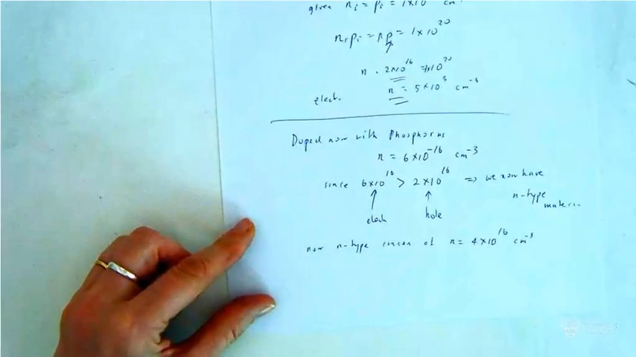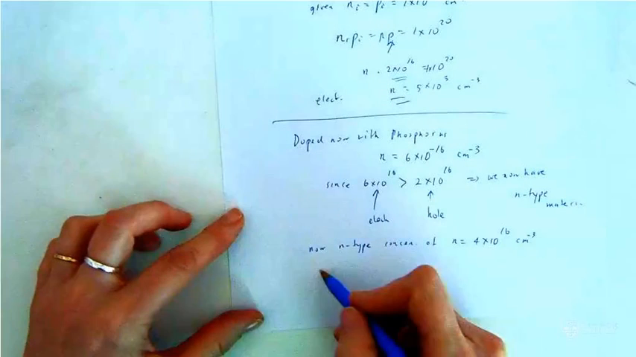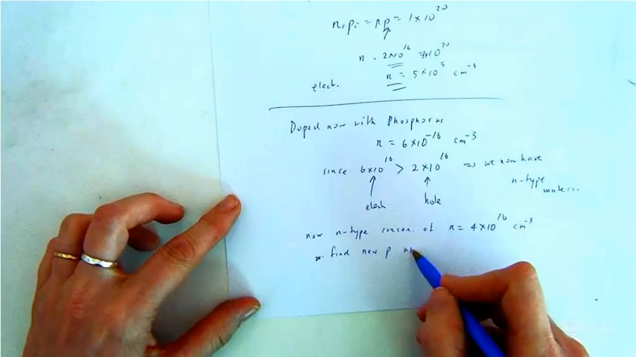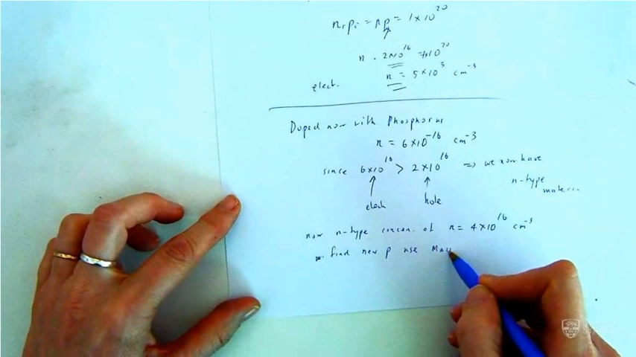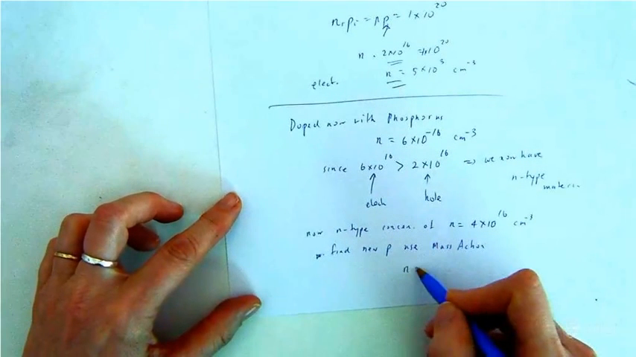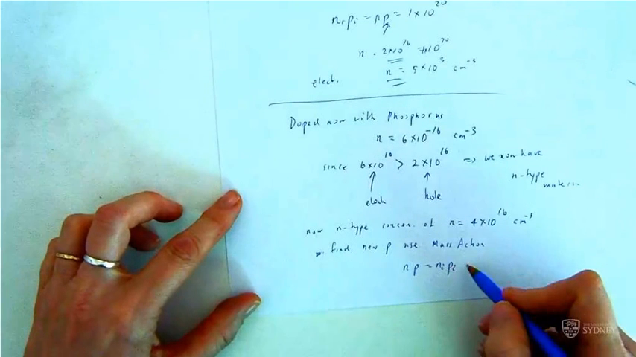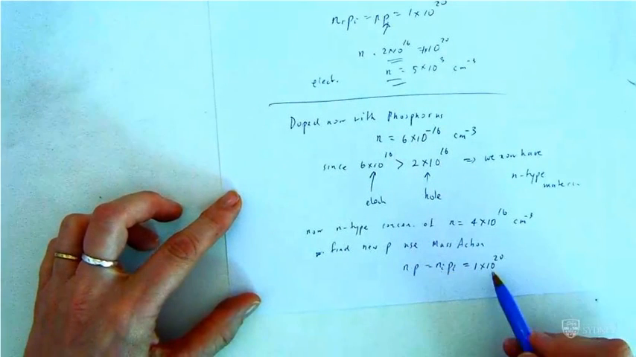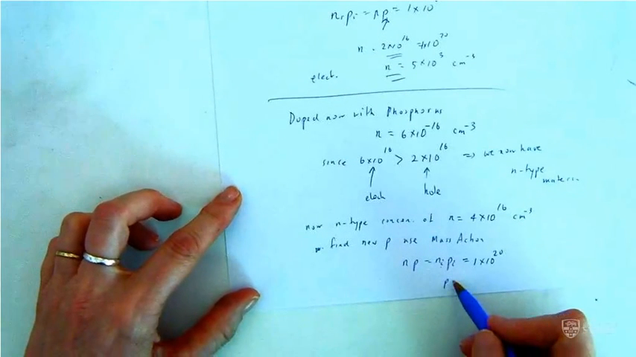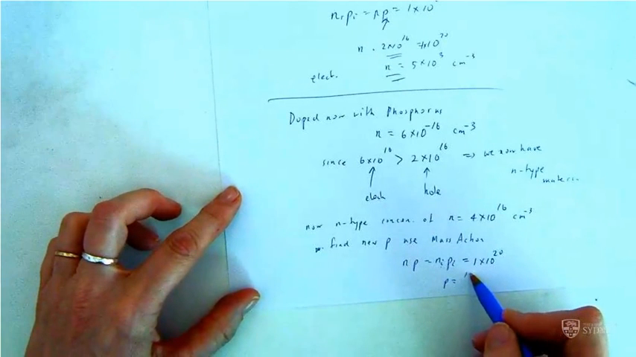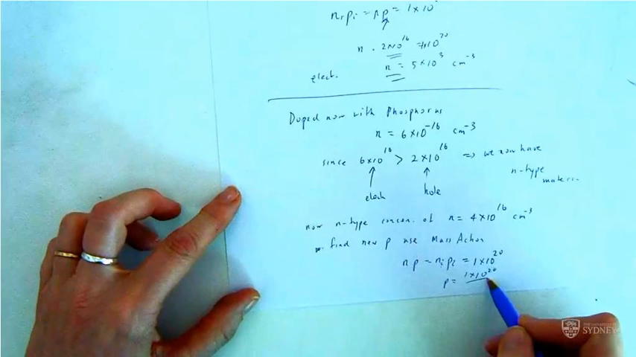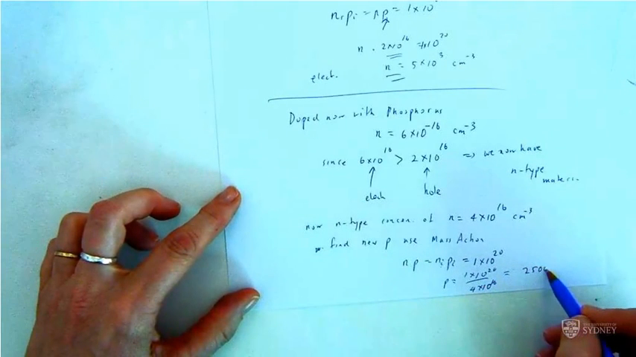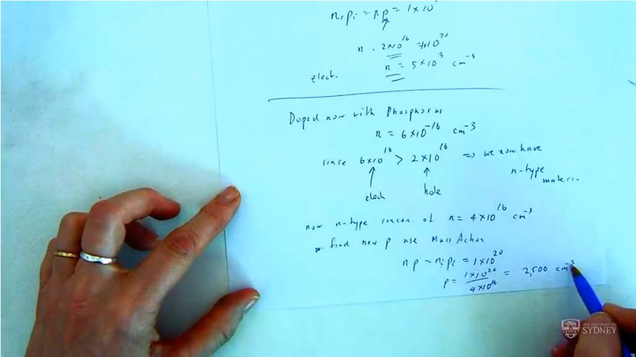And how to find out the new P, the new hole concentration? We again use the law of mass action, and we know np equals ni squared, and we know that that was 1 times 10 to the 20, the intrinsic concentration squared, so that we can figure out now our new P concentration as 1 times 10 to the 20 divided by 4 times 10 to the 16, which gives us a very small number of just 2,500 holes per centimeters cubed.